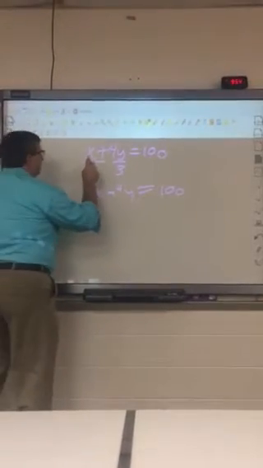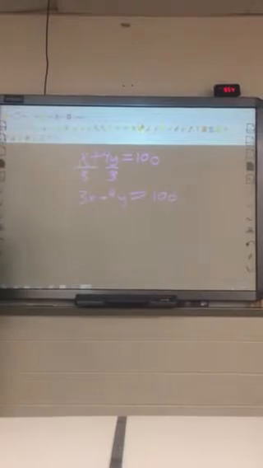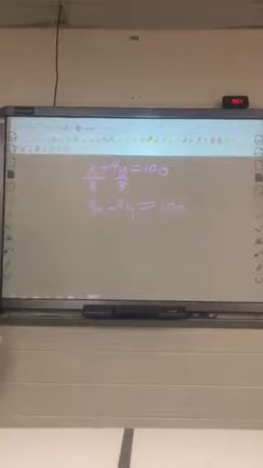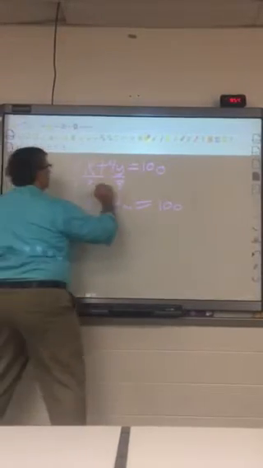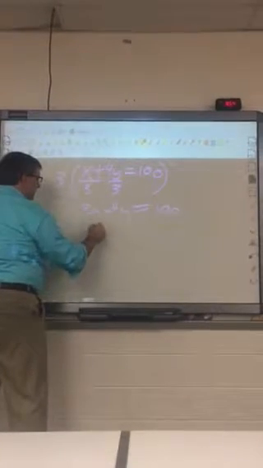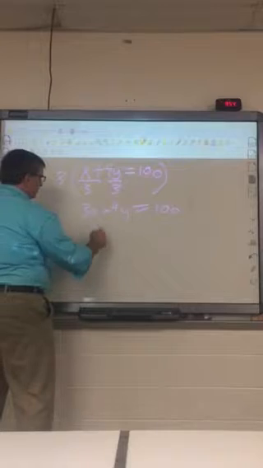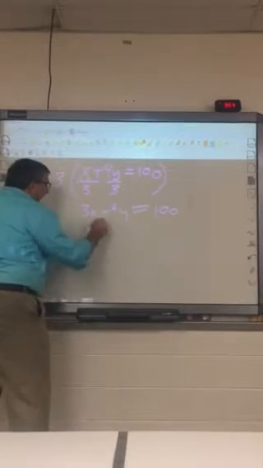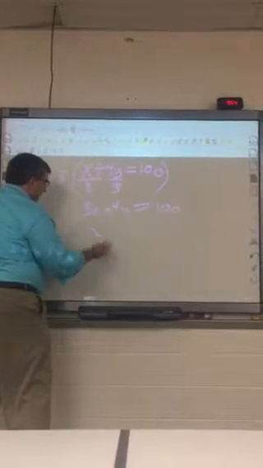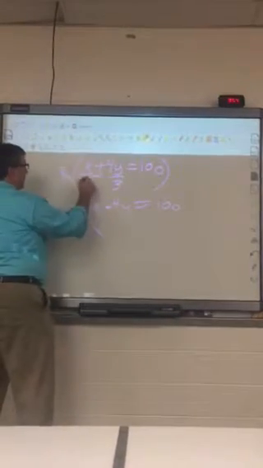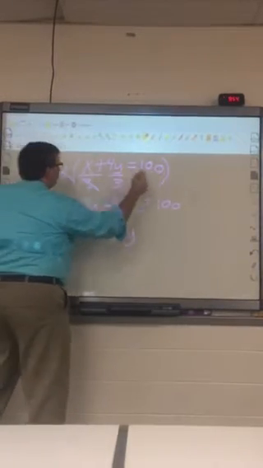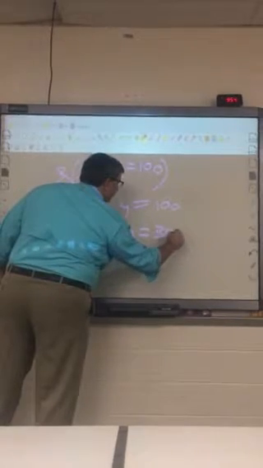Now, how do I make these 3's go away? I'm dividing by 3, so I would multiply by 3. So I'm going to multiply everything by 3. So now I have x, those cancel, so now I have plus 4y equals 300.